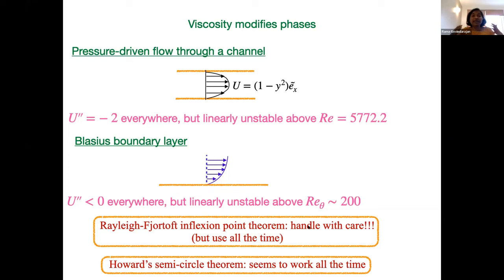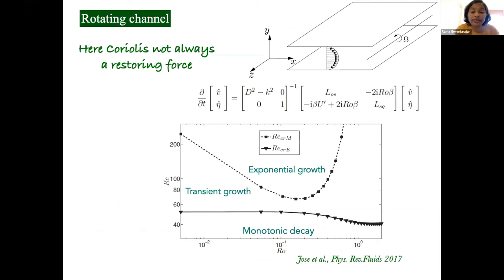So you can easily make guesses about instability, or the direction in which instability is going, from whether it's going towards inflectional or not. The Howard semicircle theorem works a lot of the time, not all the time, I should say. So we always have critical layers, which makes life interesting. Okay, so this is just a counterexample for a rotating channel. I'm going to just mention it.